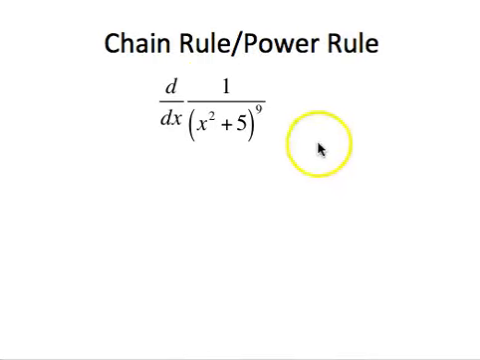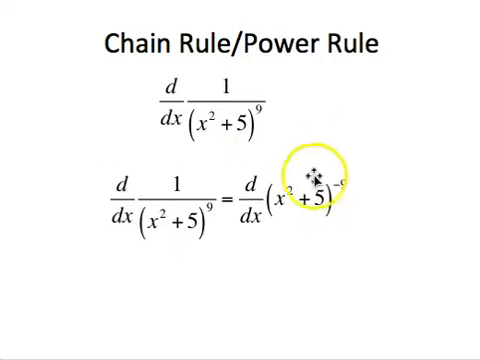Our next example with the chain rule as an extension of the power rule is the derivative of 1 over x squared plus 5 to the 9th power. But I want to write this as an exponent. So 1 over x squared plus 5 to the 9 is the same as x squared plus 5 to the negative 9 power. So we've got to think about how this is going to work. We're going to pull the exponent down: negative 9 times the something to the negative 10, when we decrease that exponent by 1, times the derivative of the something.